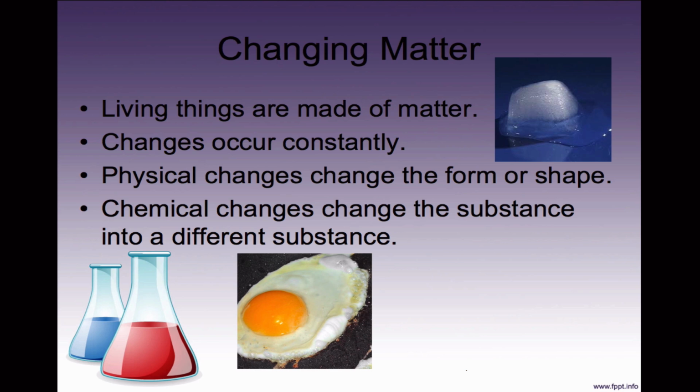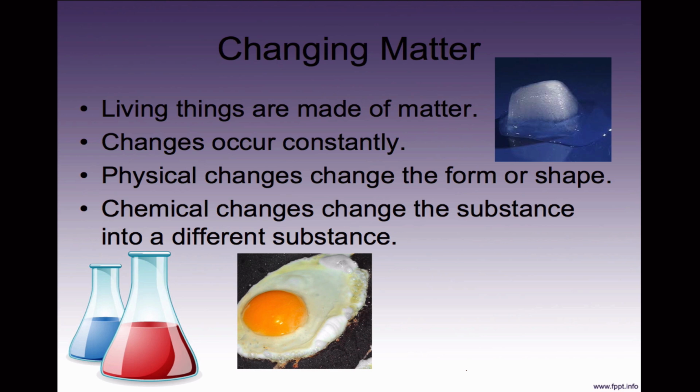All right, let's talk about the way that matter can change. All living things are made of matter, but changes occur constantly in that matter. There are two different types of changes. There are physical changes, which change the form or the shape. Our best example of this is water. We can have water in the liquid form, in the ice form, and in the gas form, which is the humidity in the air around us. Those are all physical changes of water. In each case, it's still water, but it's just in a different form.